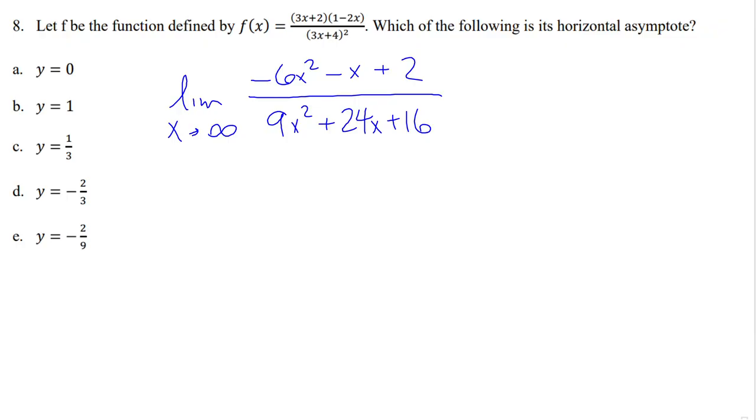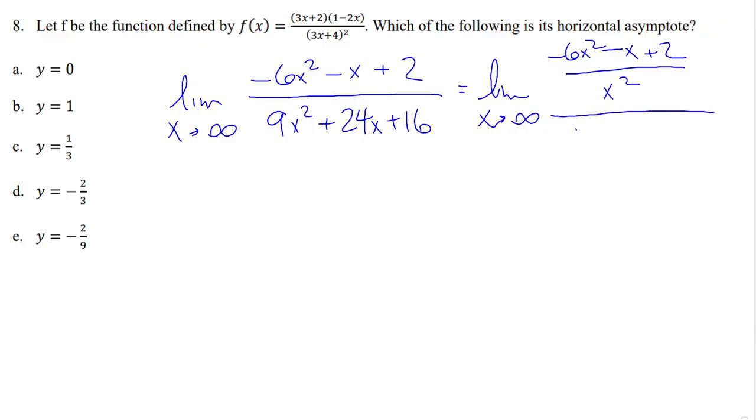And so now the highest degree is x squared. So we'll just divide everything by x squared. And I know if this was a multiple choice question, you would just divide those leading coefficients, right? And we get -6 over 9, which is -2/3. But on my test, I want to see you actually do the limit.